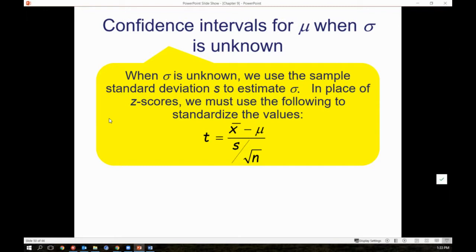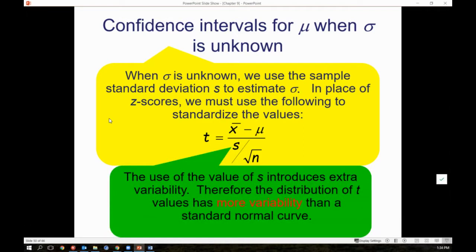Now, right now, we're not going to worry about calculating a t-statistic. When we get to hypothesis testing, we will. But notice, it's not anything terribly new. It looks similar to our z-score, doesn't it? It looks similar, so nothing terribly new.